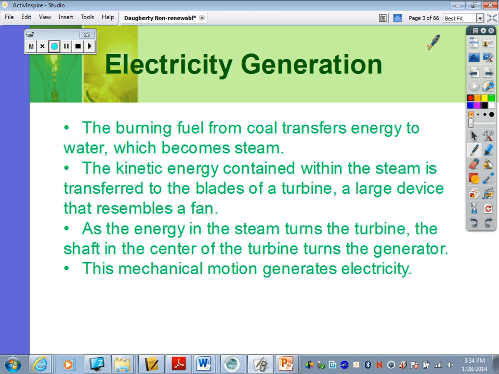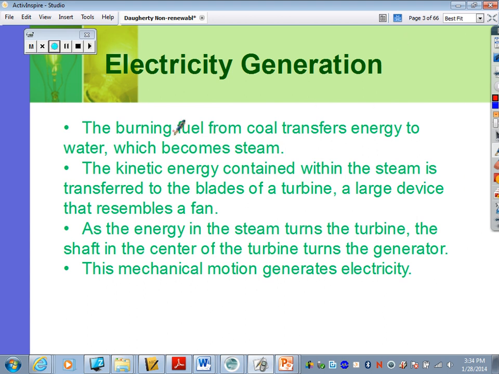Okay, so this just sums up what we just talked about. It says you're going to burn fuel from the coal, and that's going to transfer energy to water, which becomes steam. The steam then has kinetic energy, and that is transferred to the blades of a turbine. It's going to turn the turbine. It's kind of like a fan. As the energy in the steam turns the turbine, the shaft in the center of the turbine turns the generator, and you change that mechanical or kinetic energy into electrical energy.